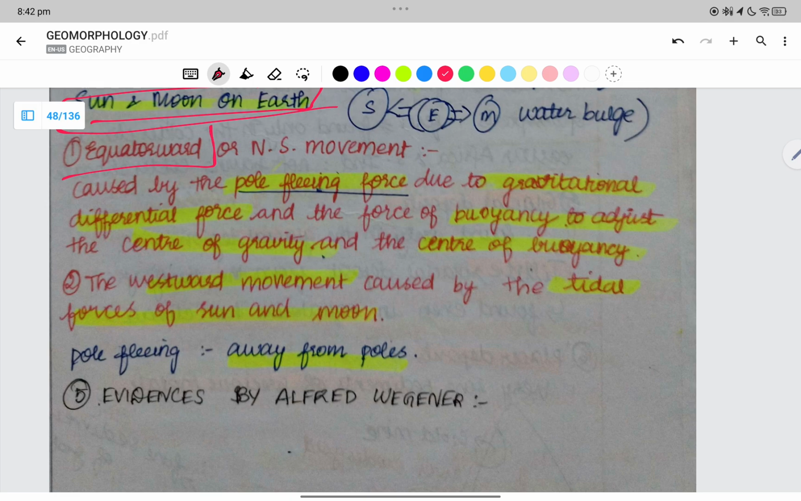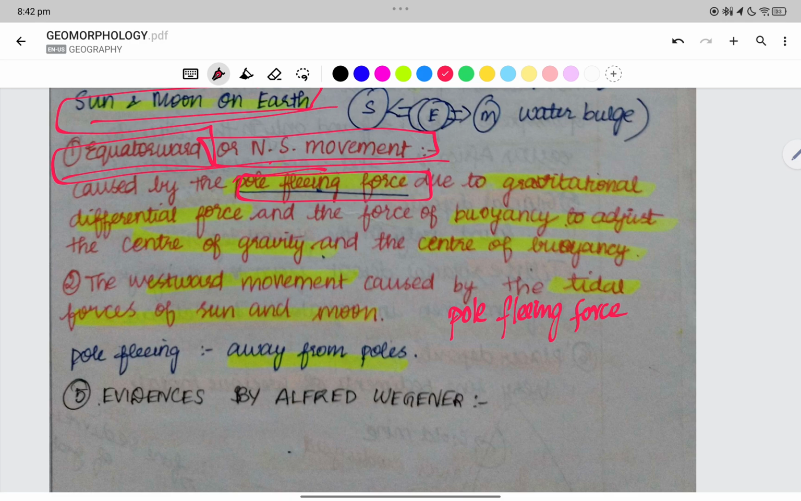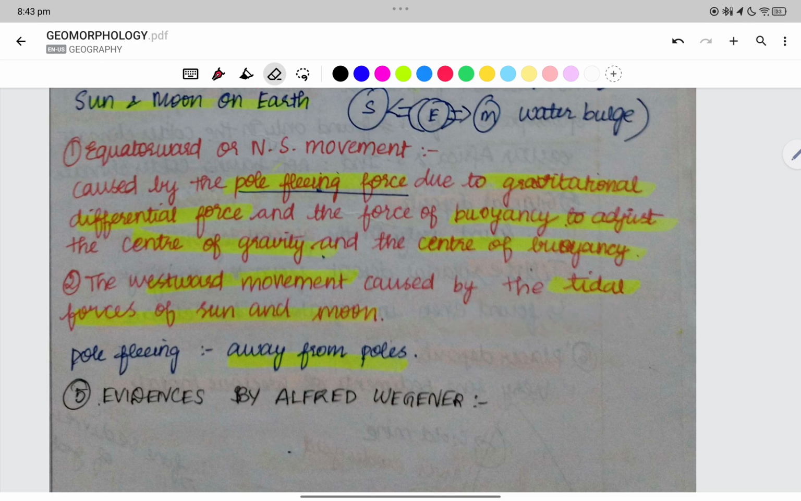Now, the equatorward or north-south movement is caused by the pole fleeing force, where it is moving away from the poles, right? So we call it the pole fleeing force. It is moving away due to the gravitational differential force and the force of buoyancy, to adjust towards the center of gravity, right?